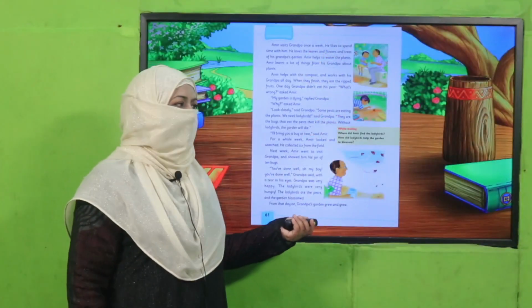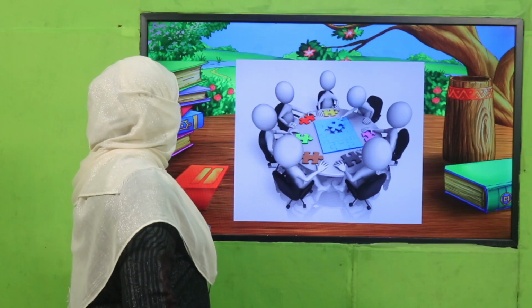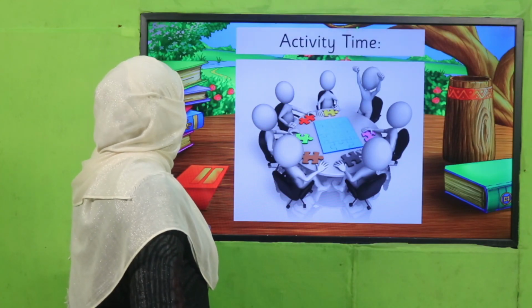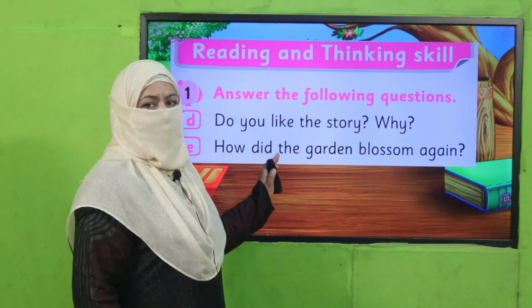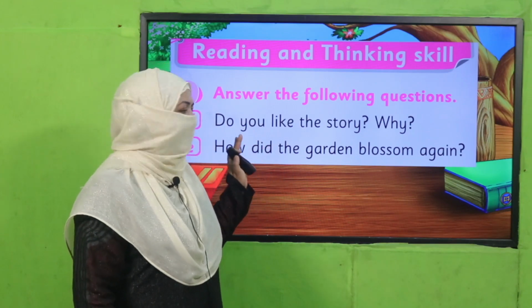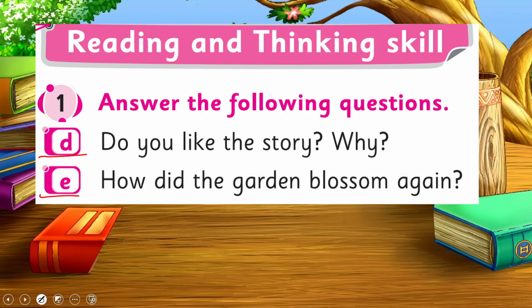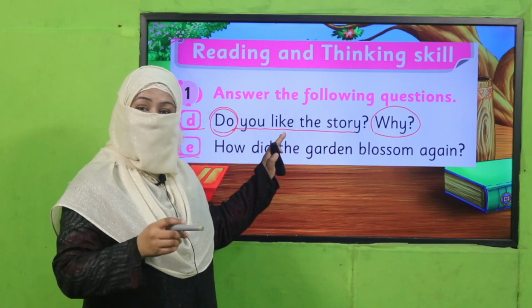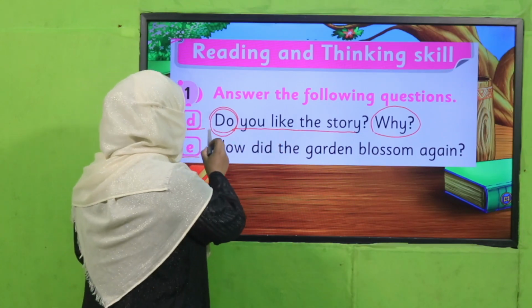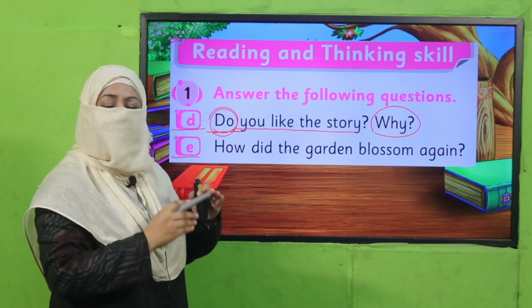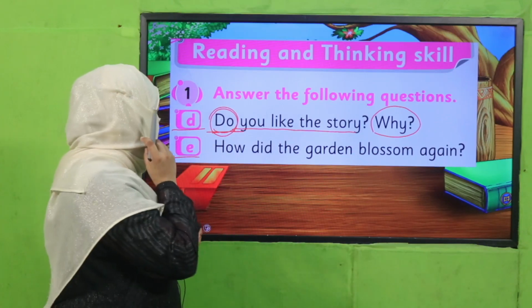Yes, my dear children, are you done with reading? Okay, so here is an activity we are going to do. These are the questions. Yesterday we did parts A, B, and C. Today we'll do D and E. Once again, beta, first of all, you will find out the tense. Do you like the story? Why? What type of question is it? Do you like? Yes, it's a personal response question. So you will answer the question in the same tense. This is how we analyze and answer the question.